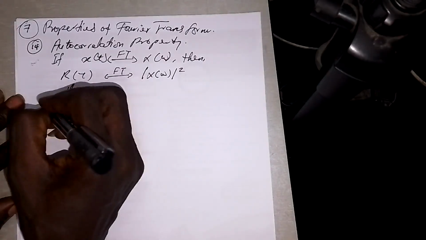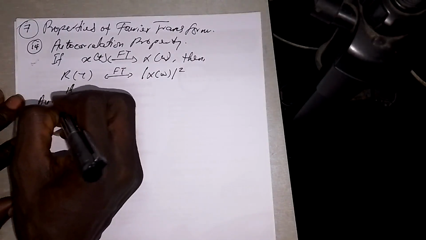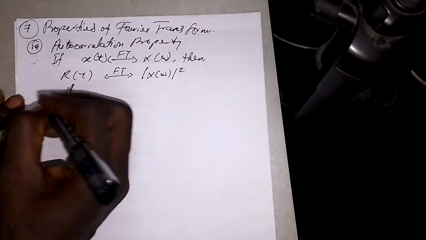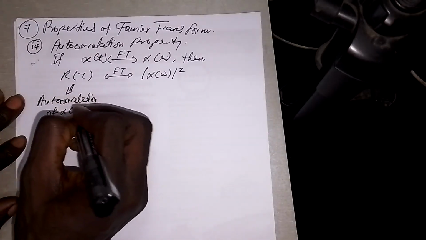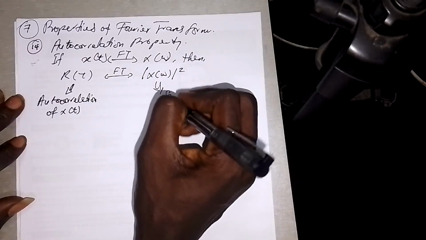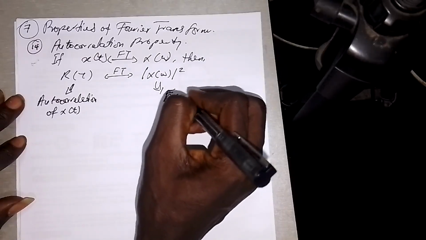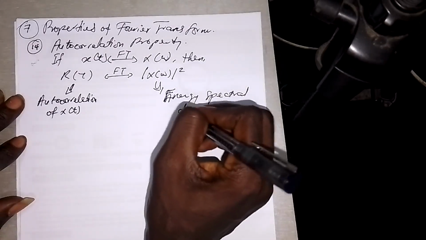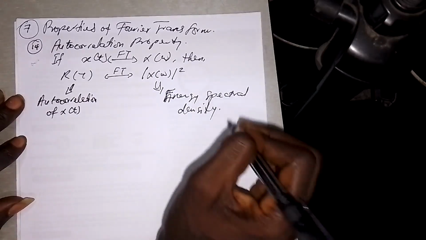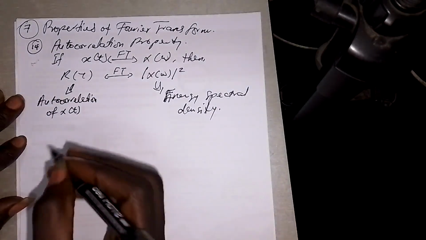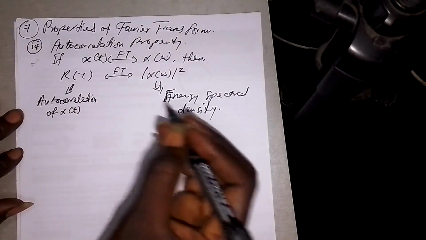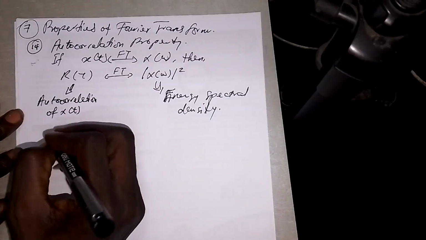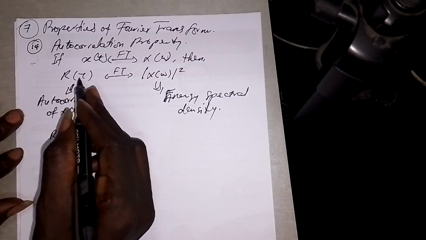So basically, this one is the autocorrelation of x of t, and this one is the spectral density, the energy spectral density, which is the distribution of the energy over the frequency. So let's define our R of t. Sorry, it's not R of t, it's R of tau.